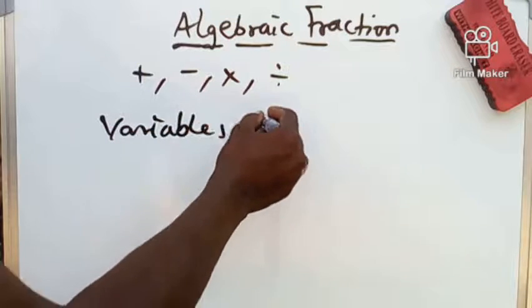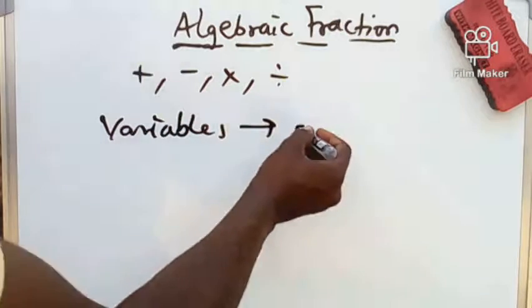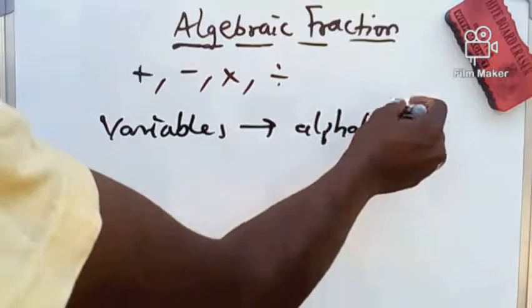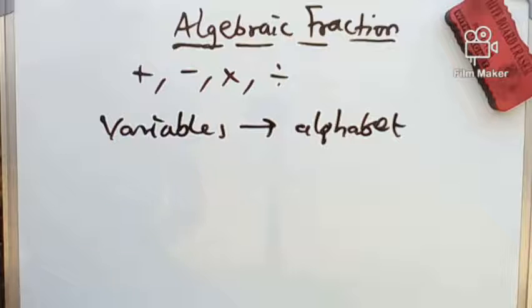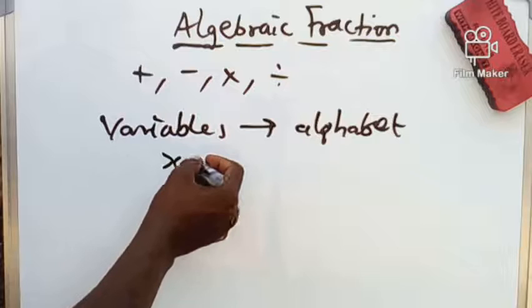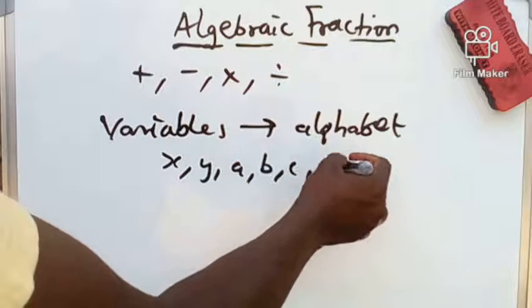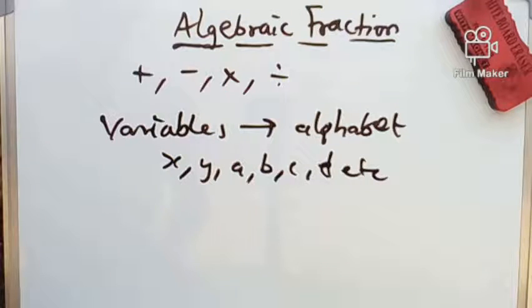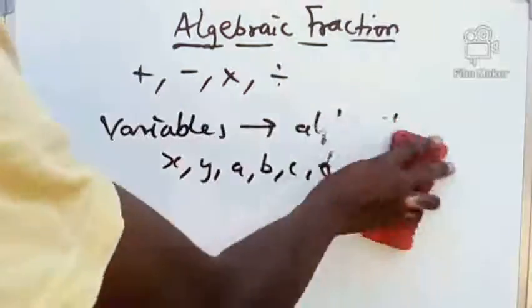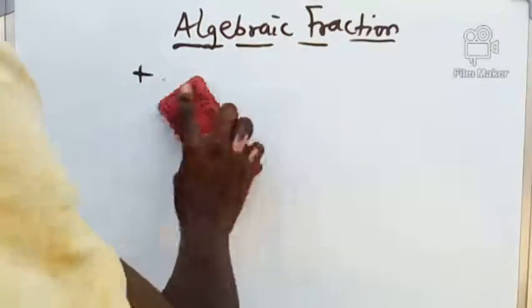Variables. As we know, variables are simply alphabets. So once you see a variable in a mathematical expression, just know that variables are simply what? Alphabets. Examples of variables include x, y, a, b, c, d, etc. Just call it anything as far as it's one of the letters from the ABCD that you know, then it is called a variable in algebra. Now let's kick off with some arithmetic operations of variables. So let's start with the addition operation.